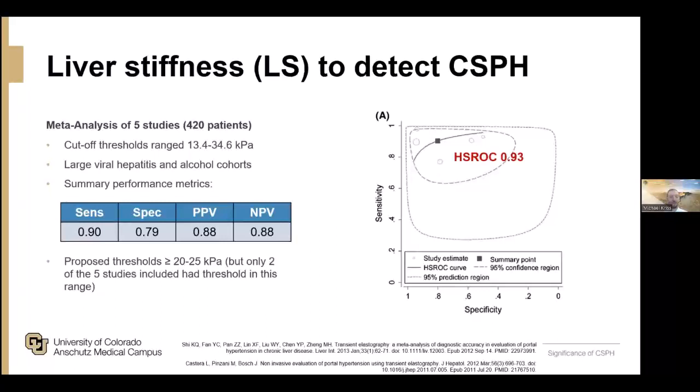Now, I'm going to show you some additional data, but in general, the proposed thresholds for clinically significant portal hypertension based on liver stiffness range between 20 and 25 kilopascals, though I would note that in this meta-analysis, only 2 of those 5 studies had thresholds within that range.